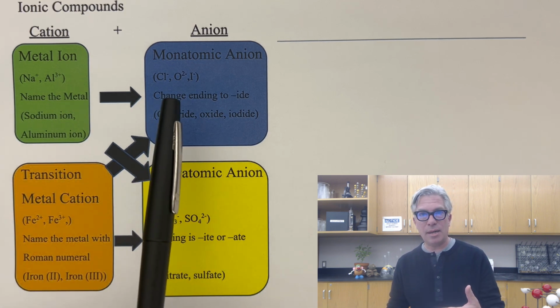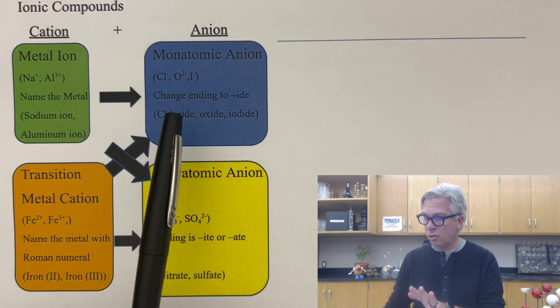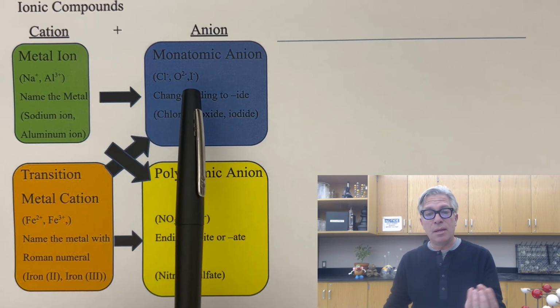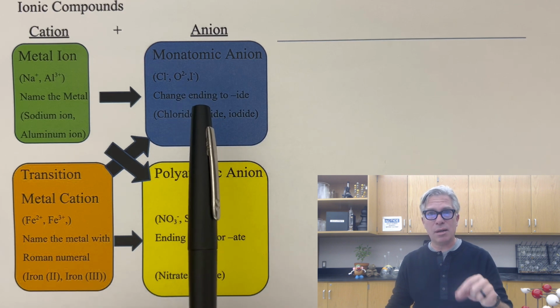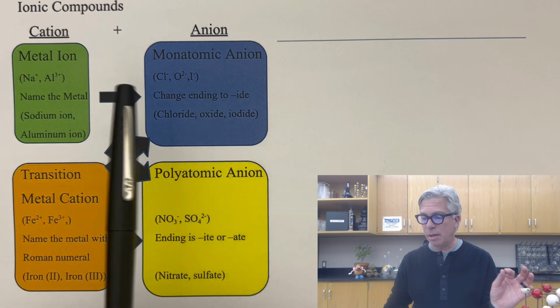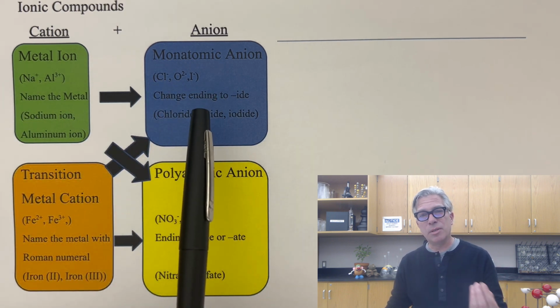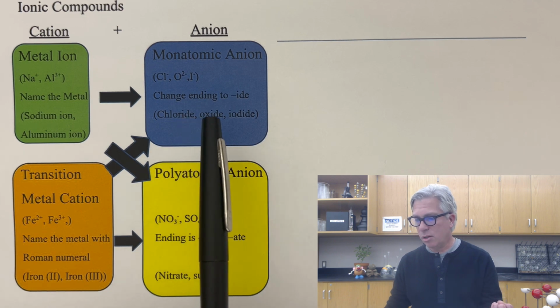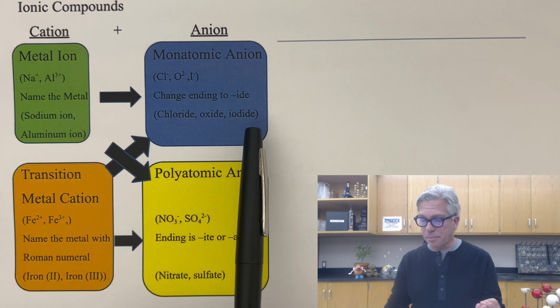On the anion side, those things on the right-hand side of the periodic table, like chlorine, oxygen, and iodine, will gain electrons. And because we want to show that they're in a compound, we're always going to write the metal first and the nonmetal next. So we change the ending to represent that it's in a compound. And we're going to call those with the ending IDE: chloride, oxide, iodide.